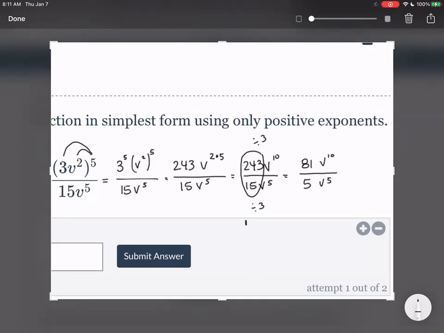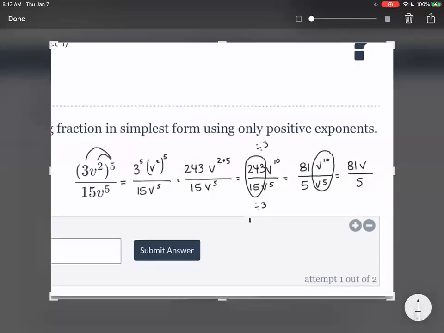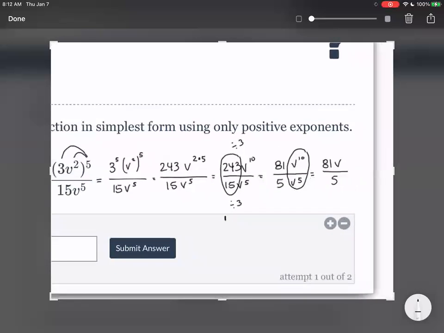So we have 81 over 5 and then v to the power of 10 on the top and v to the power of 5 on the bottom. So finally, let's simplify this bit. We have our 81 over our 5, and then over here, we're going to do the top minus bottom. So 10 minus 5, top exponent minus bottom exponent. And then I ran out of space, so I'm going to write it over here. 81 over 5, v to the power of 10 minus 5, which is 5. So this would be your final answer.